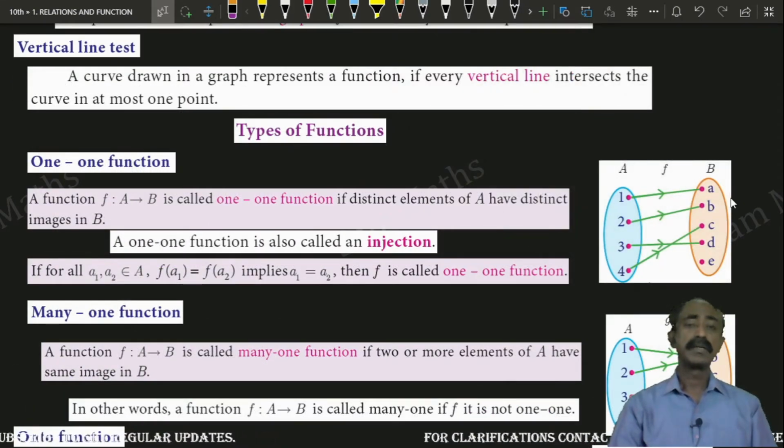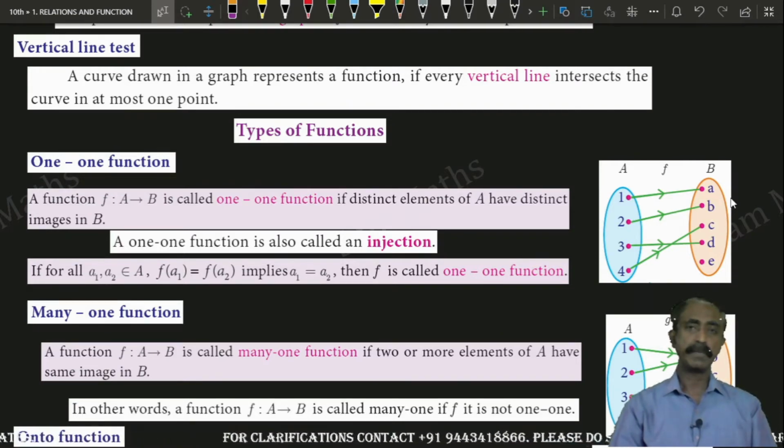Next is vertical line test. A curve drawn in a graph represents a function if every vertical line intersects the curve in at most one point. While drawing the vertical line, it should intersect the curve at a maximum of one point, then it's known as a function. This is the test for a function. Types of functions, it's very important.